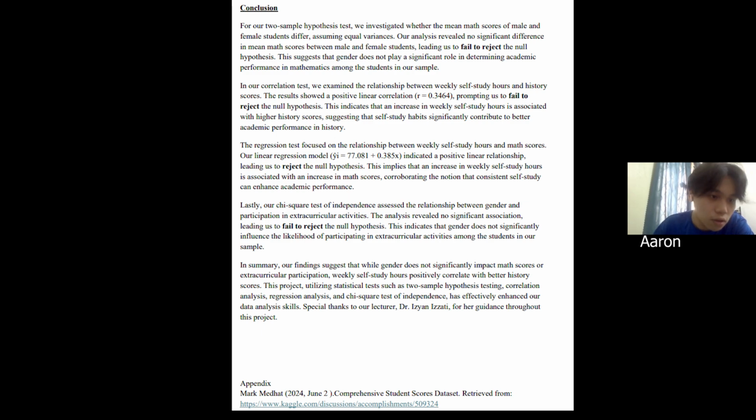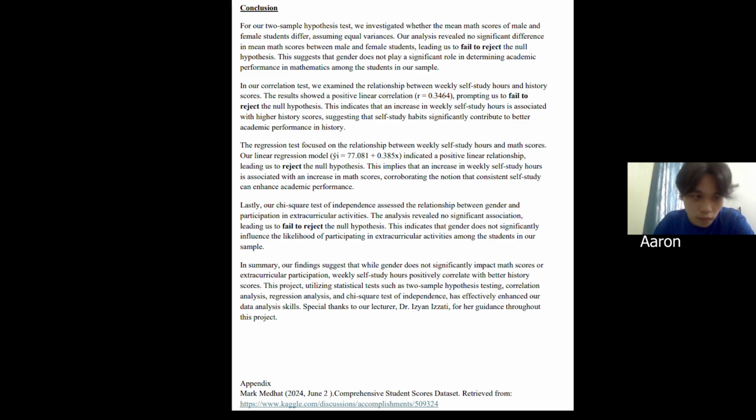Lastly, our chi-square test of independence assesses the relationship between gender and participation in extracurricular activities. The analysis revealed no significant association, leading us to fail to reject the null hypothesis. This indicates that gender does not significantly influence the likelihood of participating in extracurricular activities among the students in our sample.